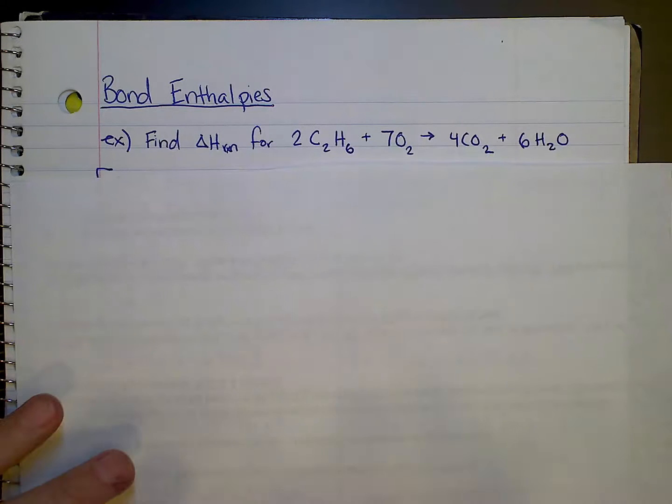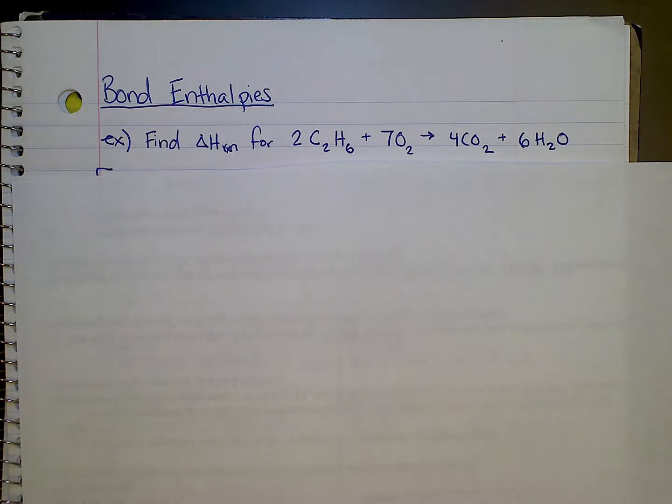Alright folks, I got tripped up by the bell today in class, so this is the rest of the lecture you were supposed to get today in class. I had given you what bond enthalpies were and how we can use them to calculate delta H for a reaction using a formula. So this is the example we were going to go through.